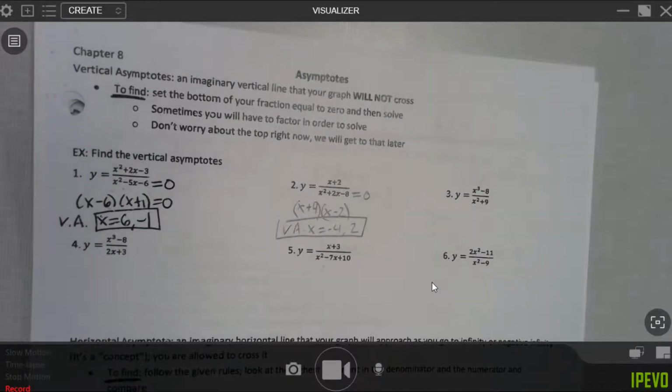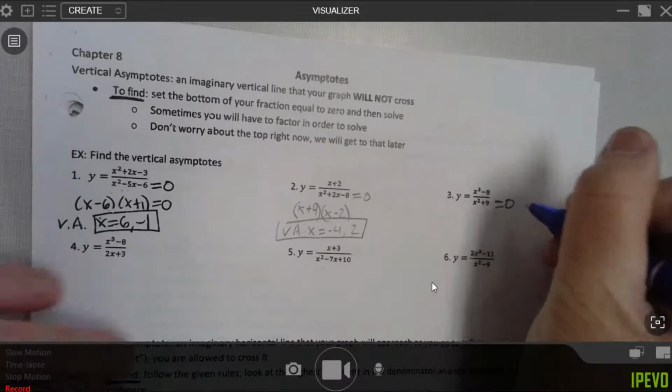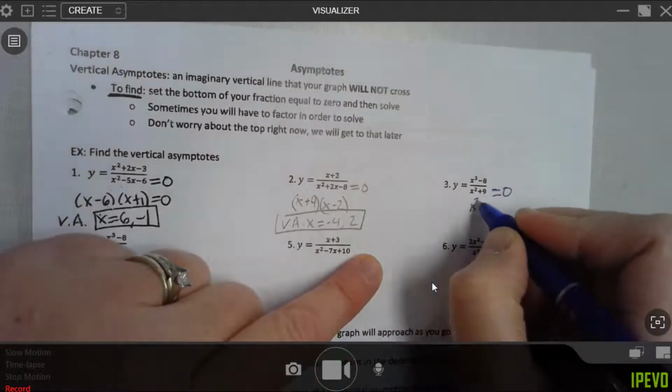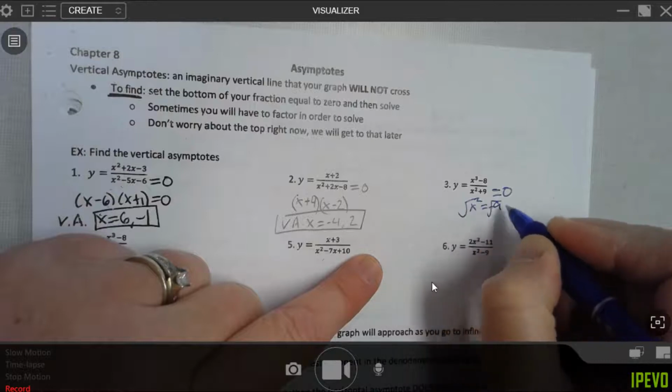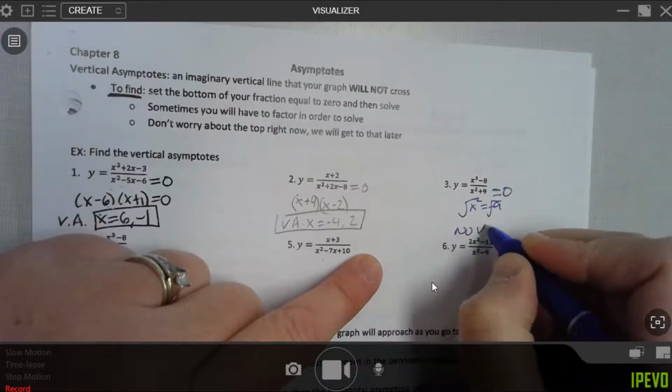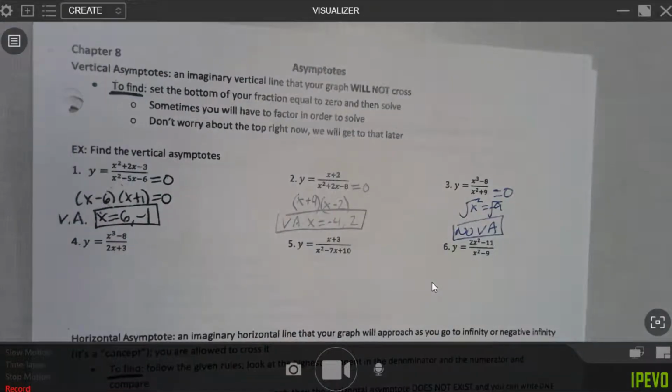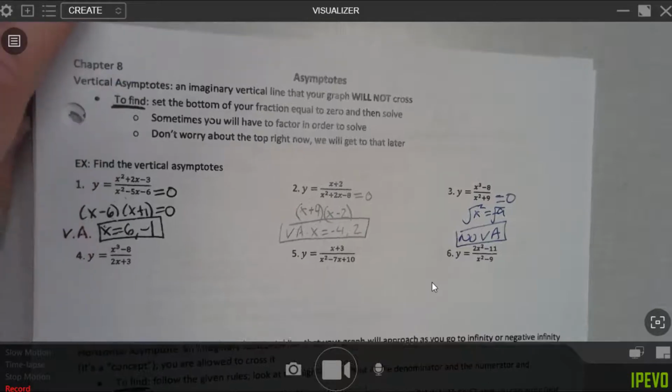All right, so number 3, when I set the bottom equal to 0, you would minus over your 9, and then you can't square root a negative, so this one has no vertical asymptotes. So that's possible for you not to have a vertical asymptote. So once you guys pause the video and do 4, 5, and 6, and after you've done them, unpause the video and come back.